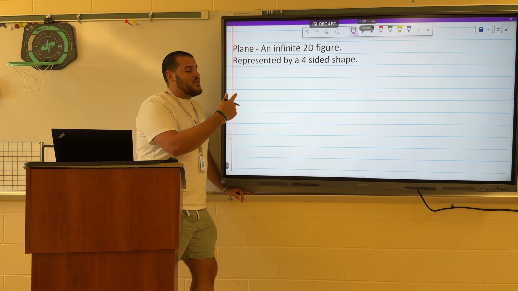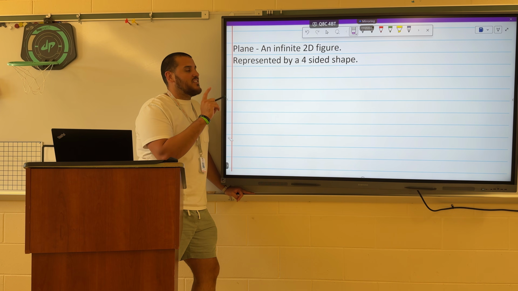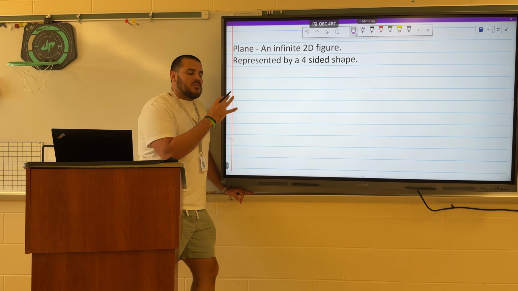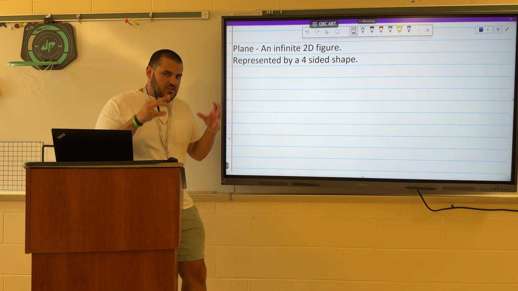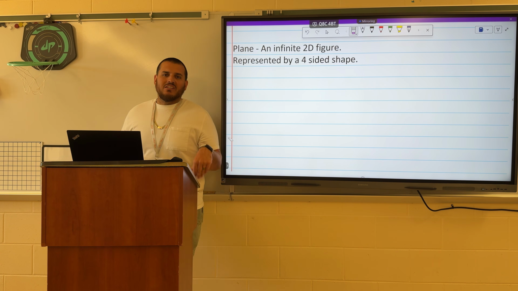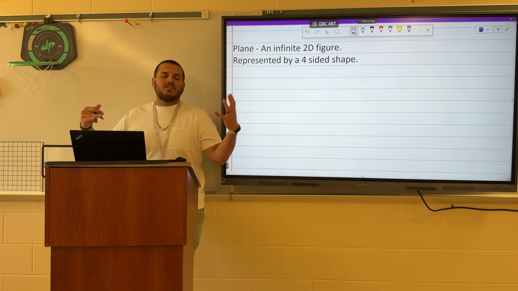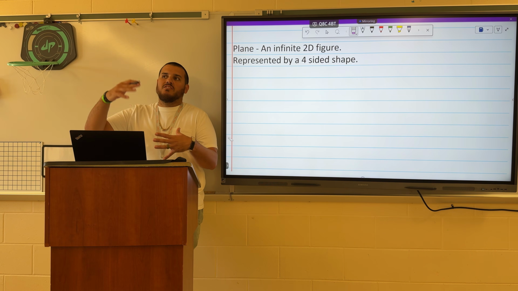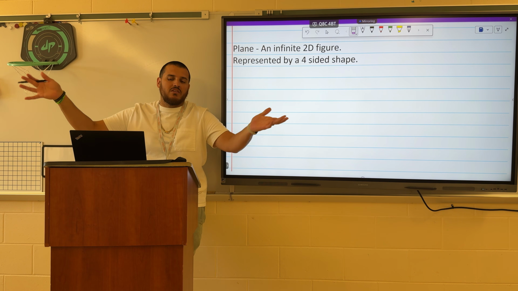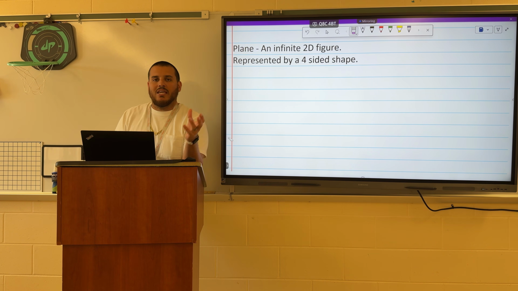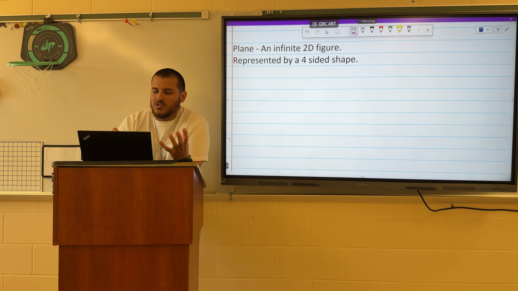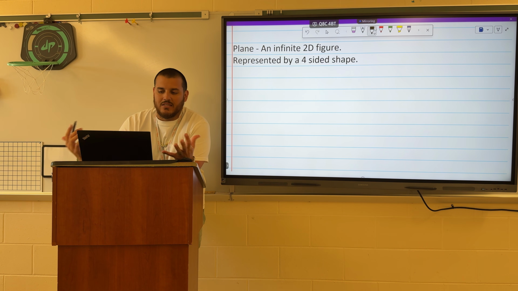Our next term to review is the plane, which is an infinite 2D figure. And this is a little bit of a hard one to wrap your head around, especially visually. Because you can't draw an infinite 2D figure. Remember, infinite means goes on forever. 2D figures means it would be going on forever in all different directions, right? So because we can't possibly draw that, what we do is we draw a four-sided shape to represent a plane.